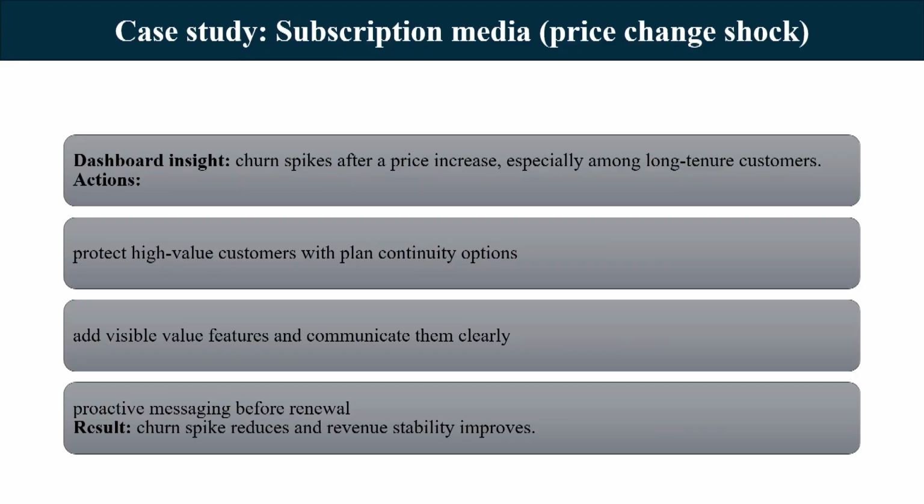Dashboard insight shows that churn spike after a price increase, especially among the long tenure customers. So, if this is the case, if this is the context, then actions that can be initiated is protect the high value customers with the plan continuity options, give them an option for continuing the plan. Then add visible value features and communicate them clearly.